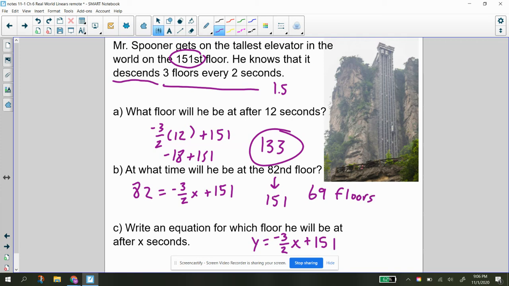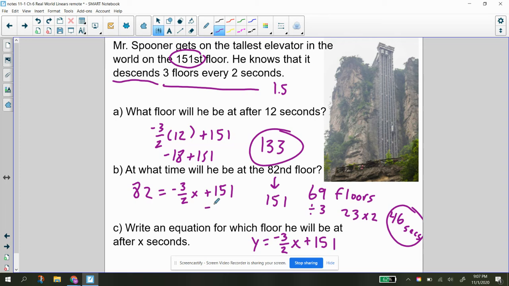And we know we go down 3 floors every 23 seconds. So if we divide this by 3, that's going to be 23 of those floor groupings, but it takes every 2 seconds, so we multiply by 2, and that would take you around 46 seconds. So again, you can use the equation or you can think about it.